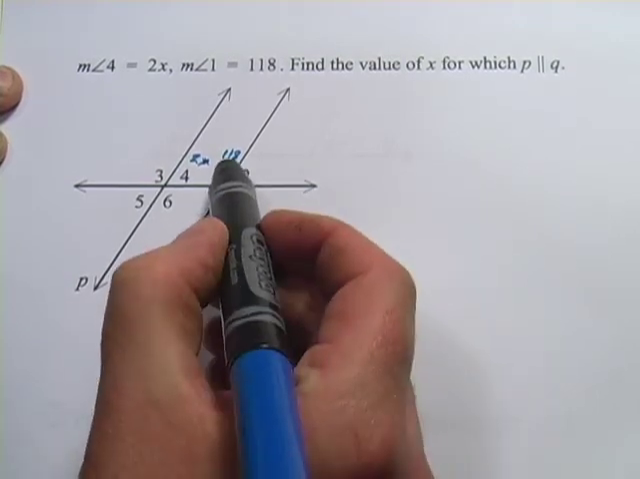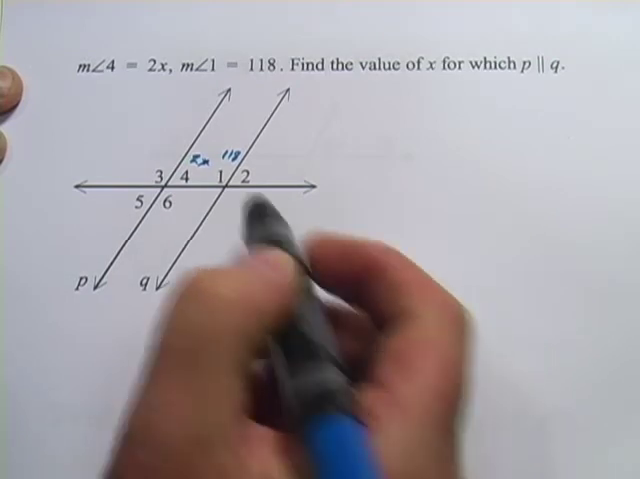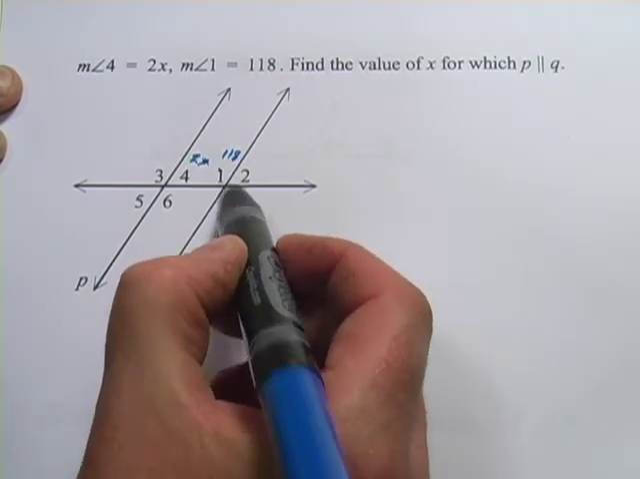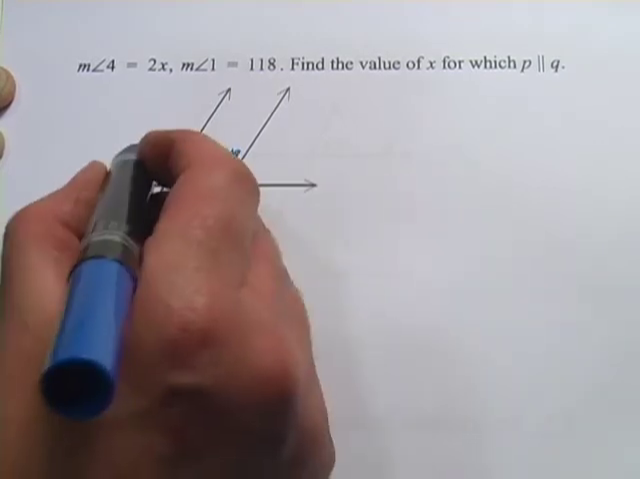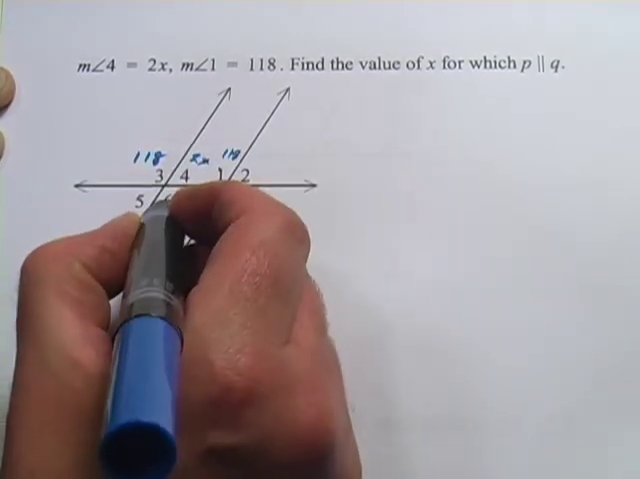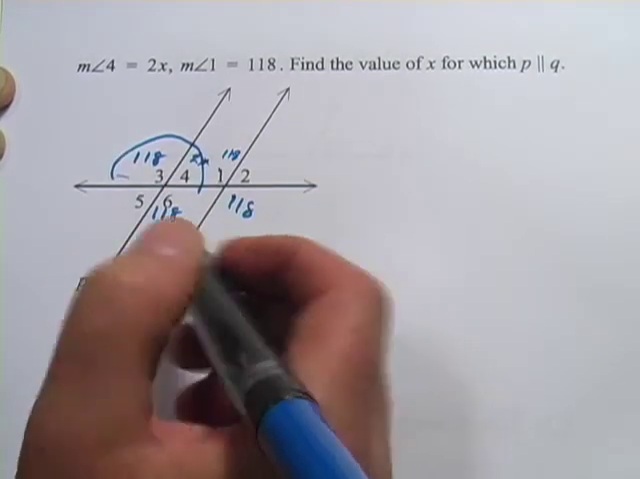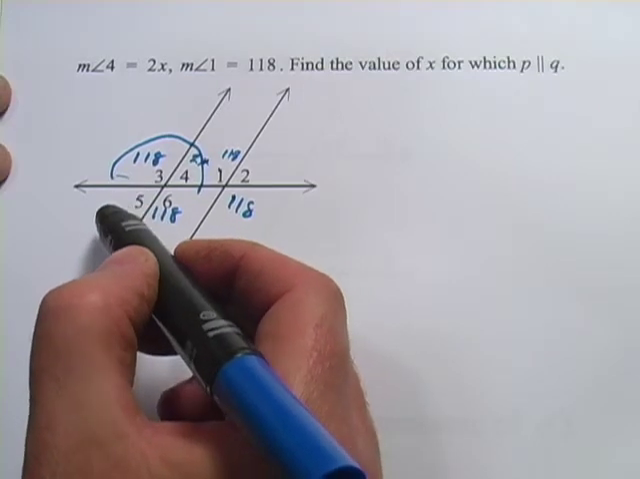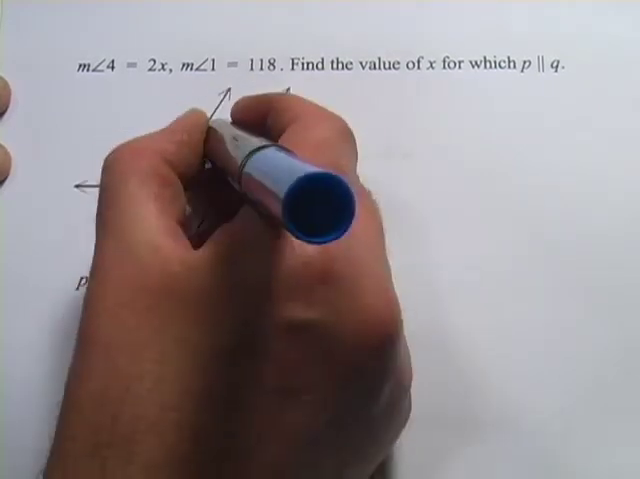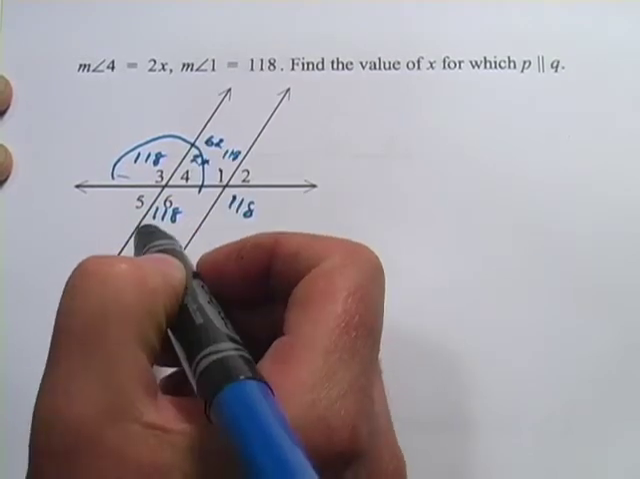Well, once I've got a number here on one of these angles, I'm going to go to town writing in everything I know. First of all, I've got vertical angles here, so this is 118. I've got a corresponding angle here, so this is 118 and this is 118. Well, here's a linear pair, right? So subtract 118 from 180, and you've got 62. So angle 4 is 2x and it's 62.